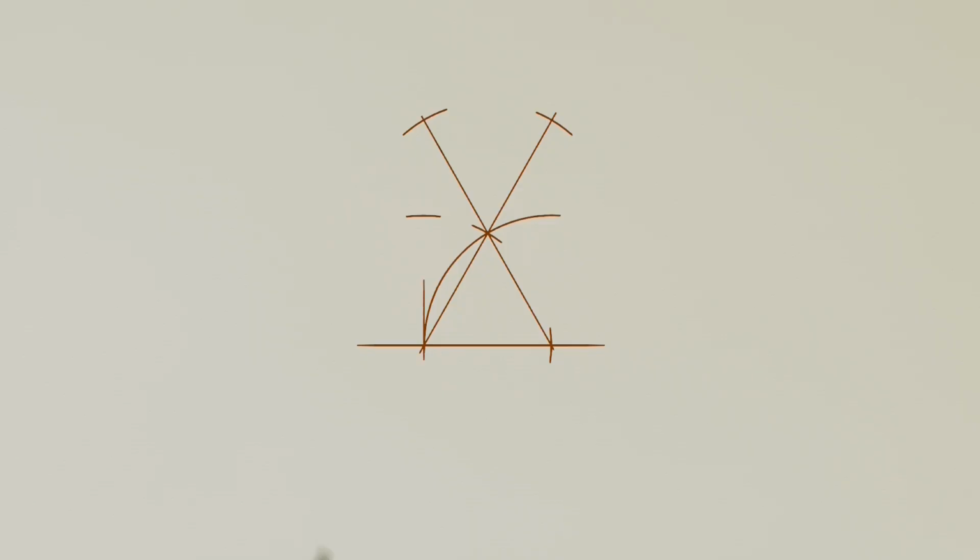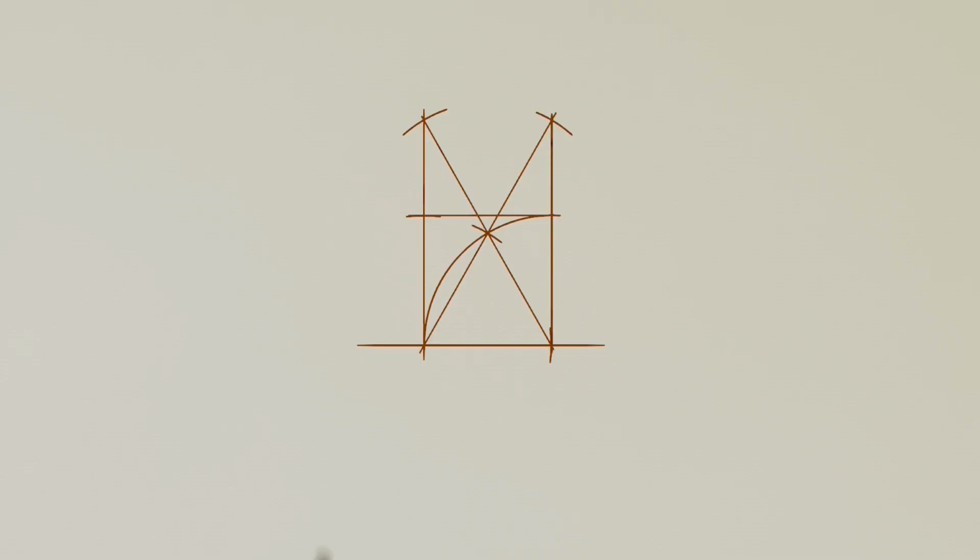From one end of the baseline, draw a vertical line up to the point where it meets the diagonal and the small arc. Do the same from the other end of the baseline. Then connect the points where these verticals intersect the arcs. This gives us the square we need to begin our design.